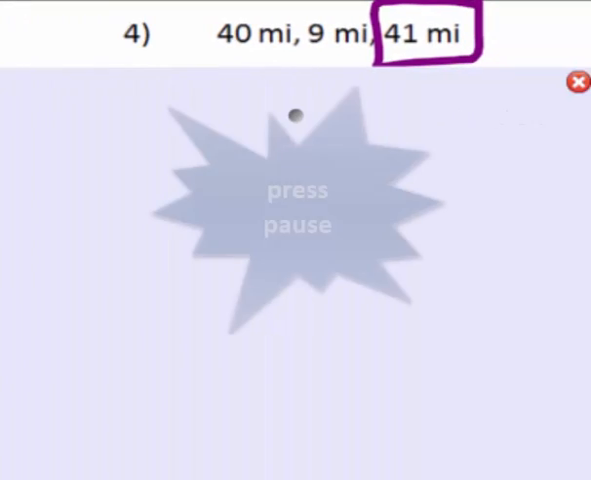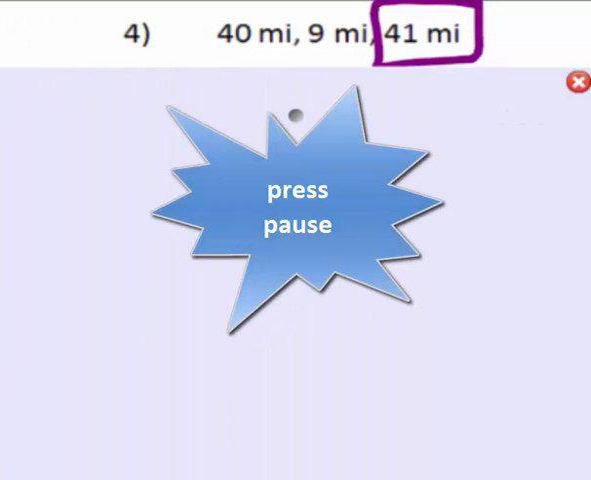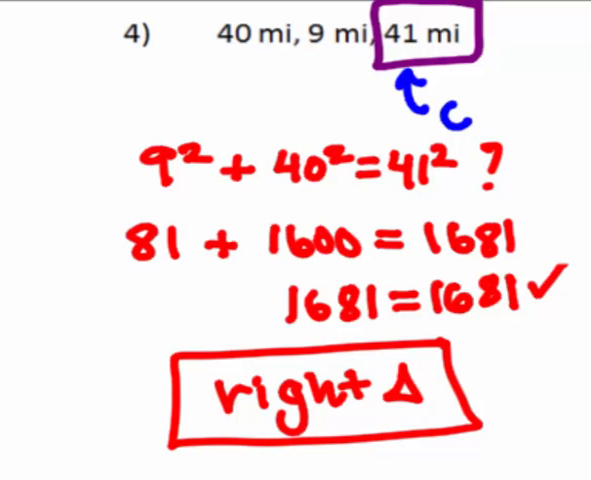All right, I'll save the last one for you. Pause the video now. Test it out. Decide if that's a right triangle or not a right triangle. Okay, so we're going to substitute in 41 as our longest side. So that's our C. So we have 9 squared plus 40 squared is 41 squared. So 81 plus 1600 should be 1681. And of course, you're using a calculator for these bigger squares. And so this time it's true. 1681 equals itself. So this is, in fact, a right triangle.